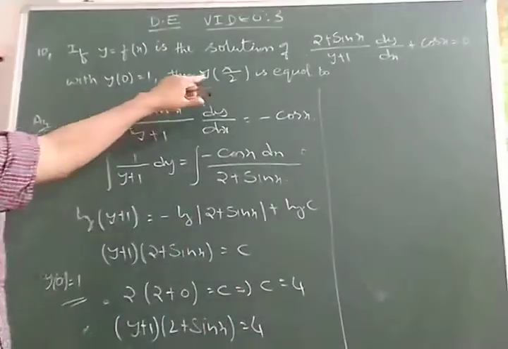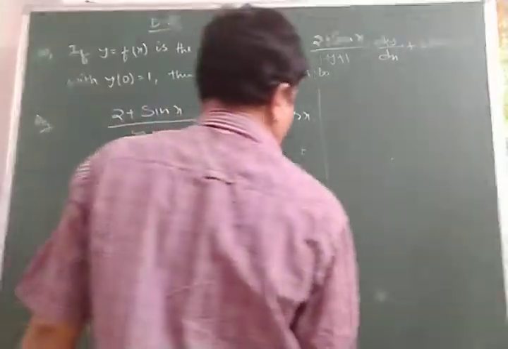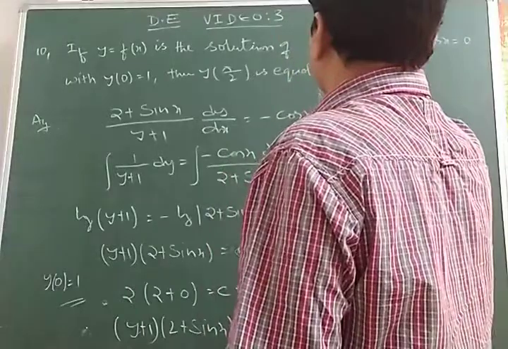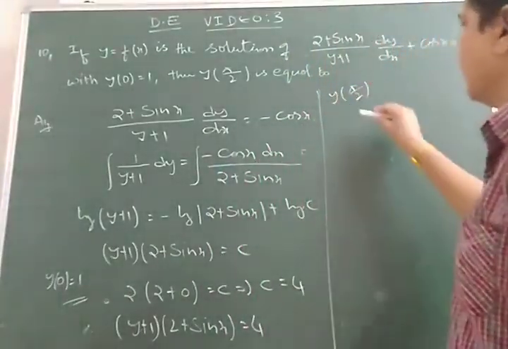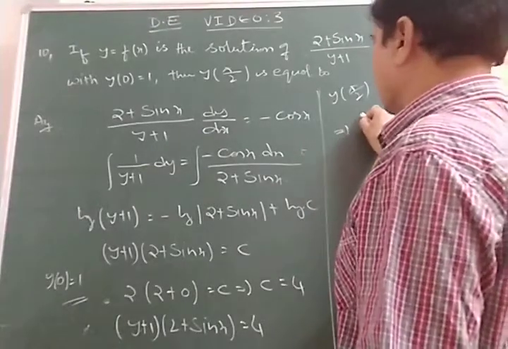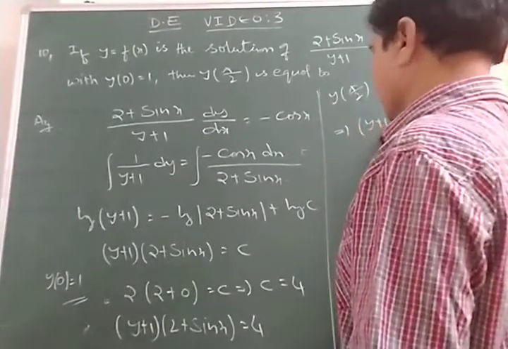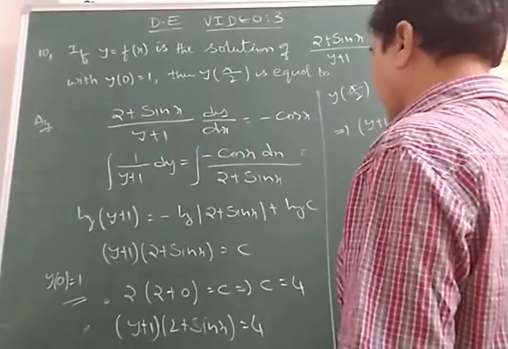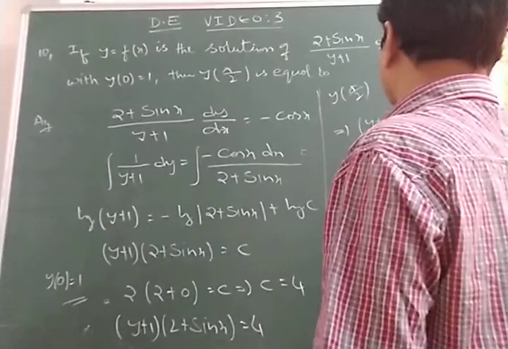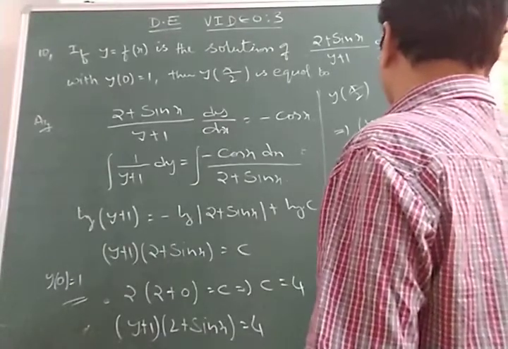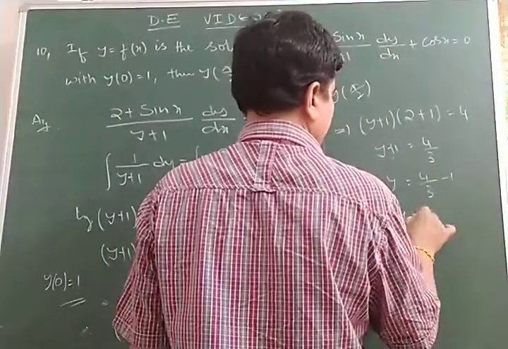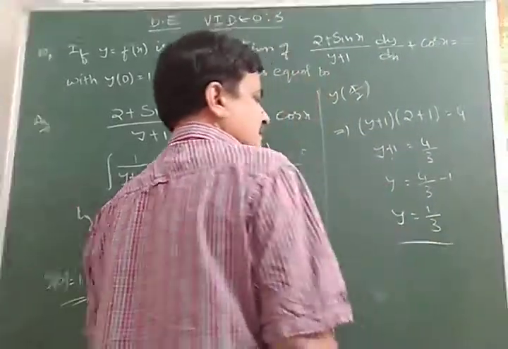But here we need y(π/2). What is the value of y when x = π/2? So that implies (y + 1)(2 + sin 90°, which is 1) = 4. y + 1 = 4/3. y = 4/3 - 1. Now taking the LCM, y = 1/3 is the answer.